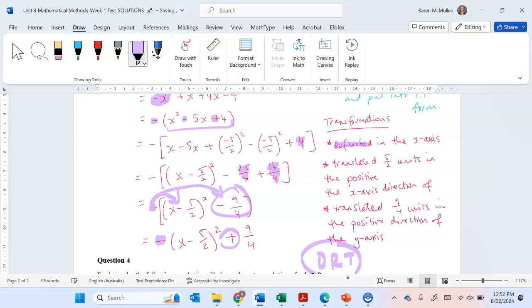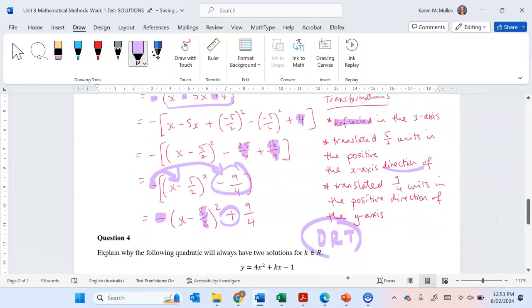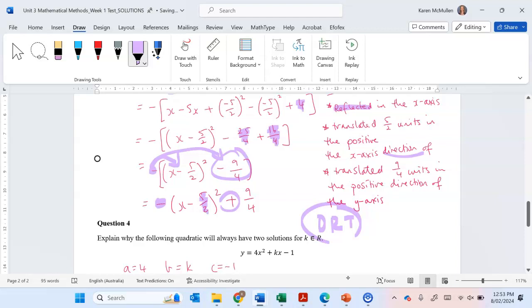So remember, you can be reflected in both the x and the y. So make sure you've got the correct axes. And then this 5 on 2 means we're being translated 5 on 2 units in the positive direction of the x-axis. It looks like this has just gone down a little bit. Sorry about that, guys. And then this 9 on 4 means it's gone up 9 on 4 units. So we do say in the positive or negative direction, not up, down, left, right.